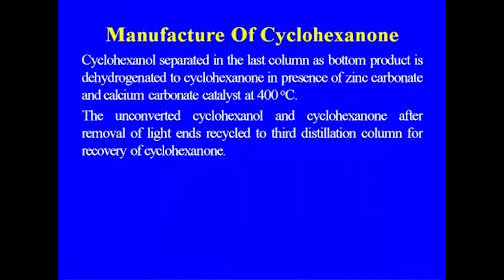Cyclohexanol separated in the last column as bottom product is dehydrogenated to cyclohexanone in the presence of zinc carbonate and calcium carbonate catalyst at 400 degrees centigrade. The unconverted cyclohexanol and cyclohexanone, after removal of lights, are recycled to the third distillation column for recovery of the cyclohexanol.